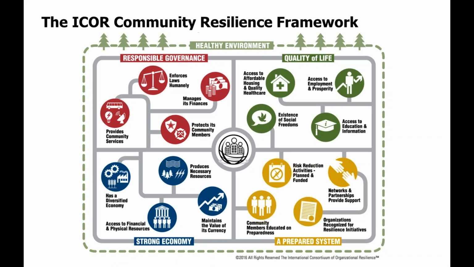So we have 5 primary systems: the healthy environment, the responsible governance, quality of life, strong economy, and a prepared system. And what we understand and what we're advocating is that when an individual system is strong, it creates capital for the community. And when an individual system is weak, it makes the community vulnerable. And the community resilience framework encourages a systems view where each system is part of a larger system that works together. That whole idea of the networking aspect.